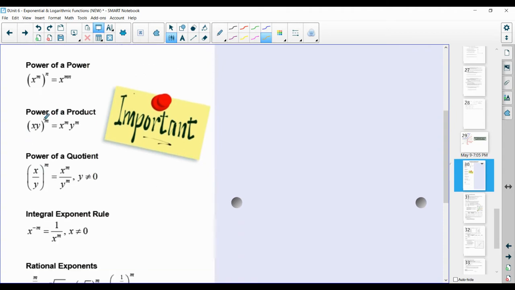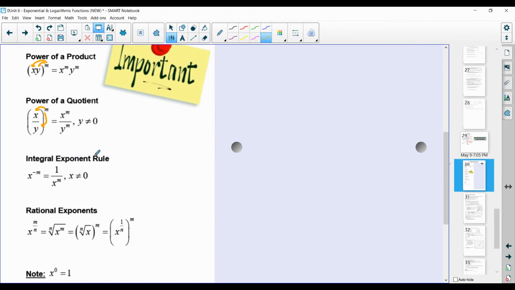Power of a product: the m gets distributed through. Where this one usually causes trouble is when we're dealing with a coefficient, so we'll look at some examples there. (xy) to the m becomes x to the m times y to the m. Power of a quotient: the m gets distributed throughout, so (x over y) to the m becomes x to the m over y to the m, and we know about restrictions now, NPVs: y cannot be 0.